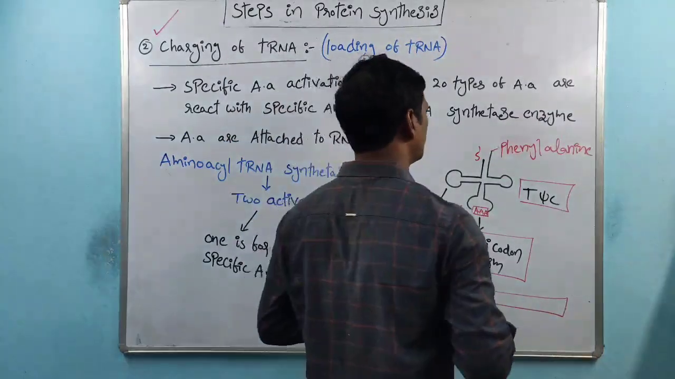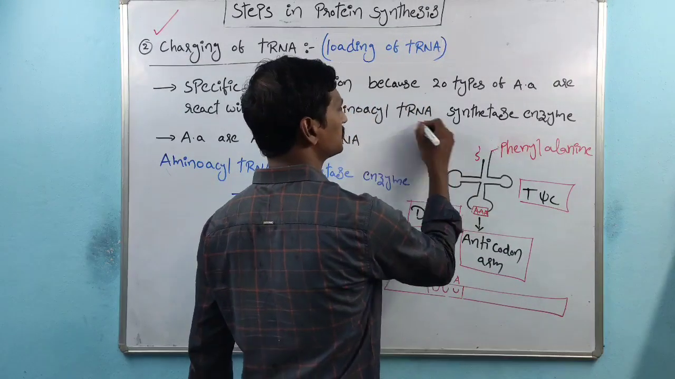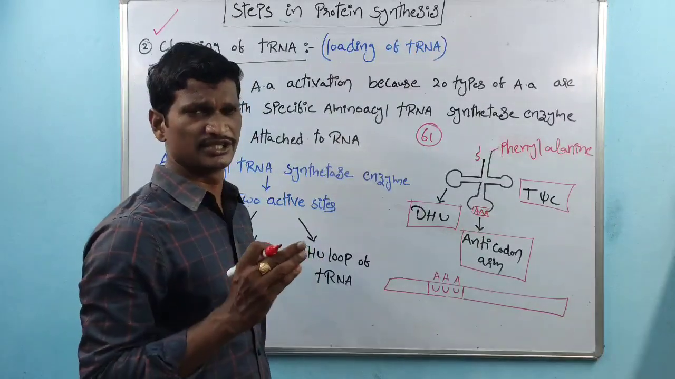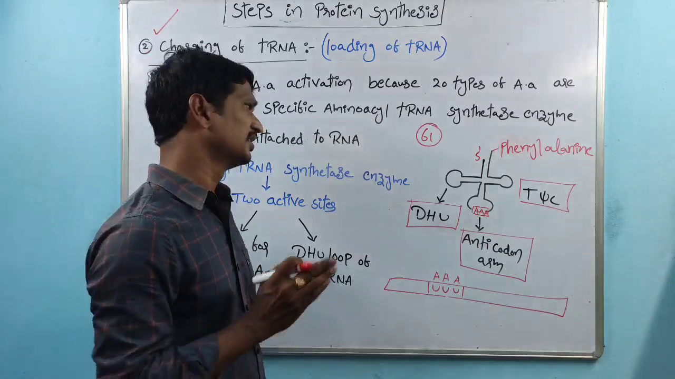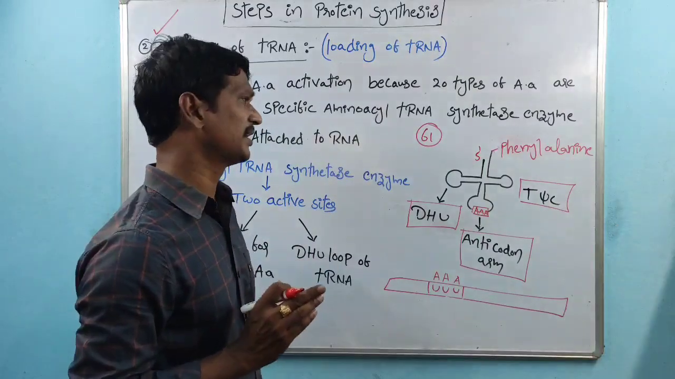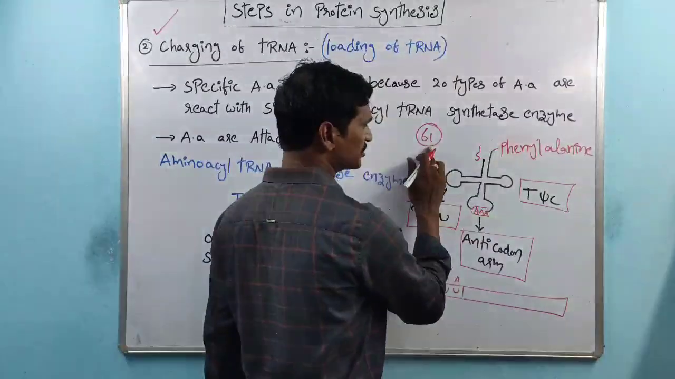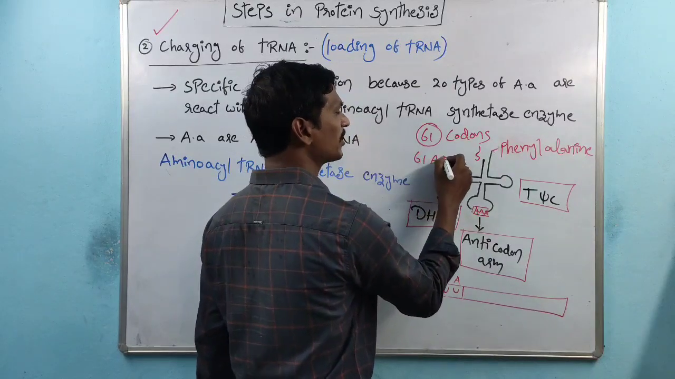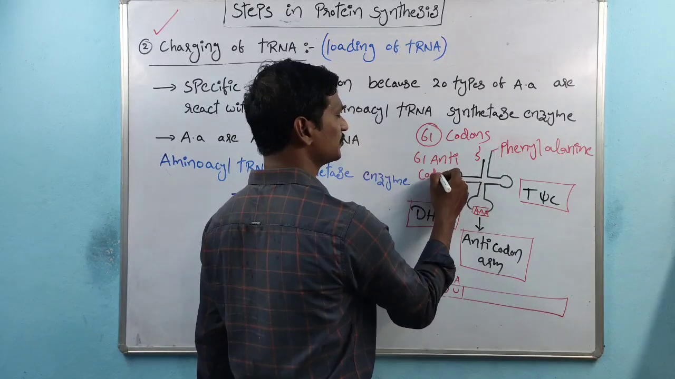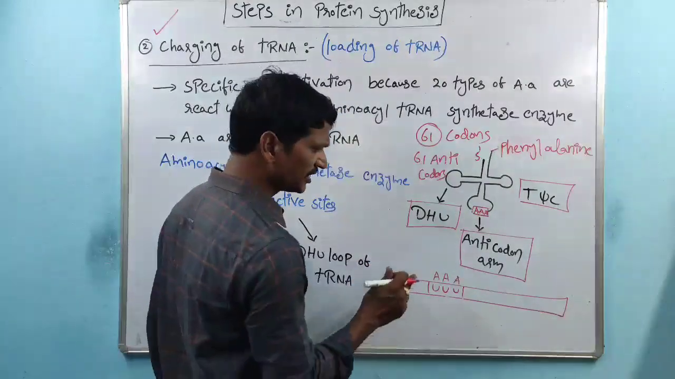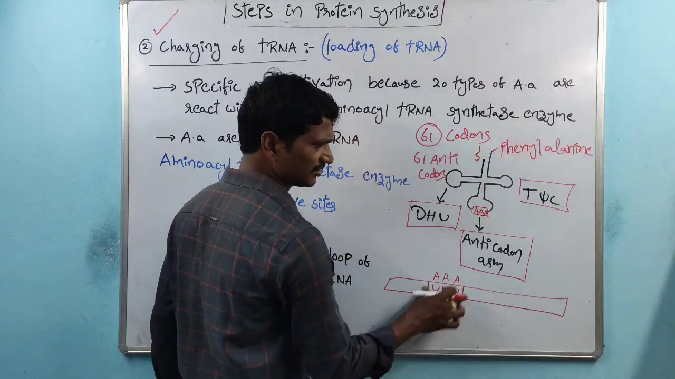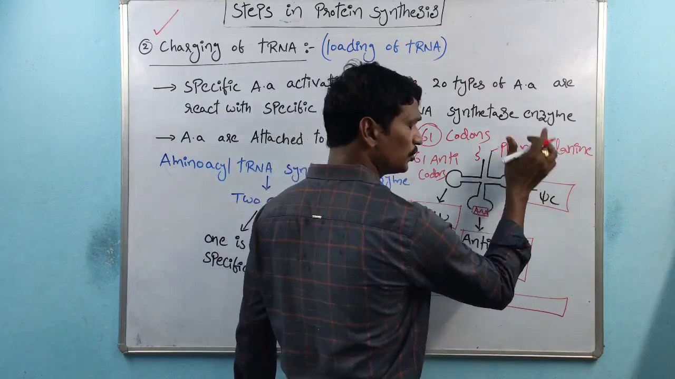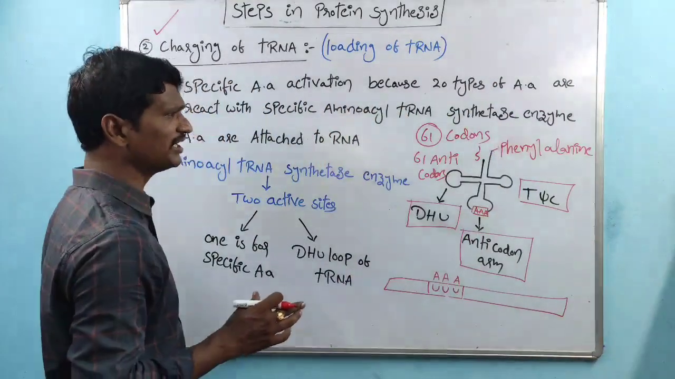For suppose here we have 61 sense codons, out of a total of 64. These 61 codons code for 20 amino acids, right? So 61 codons are there and 61 anticodons are there, and these 61 anticodons code for 20 amino acids.